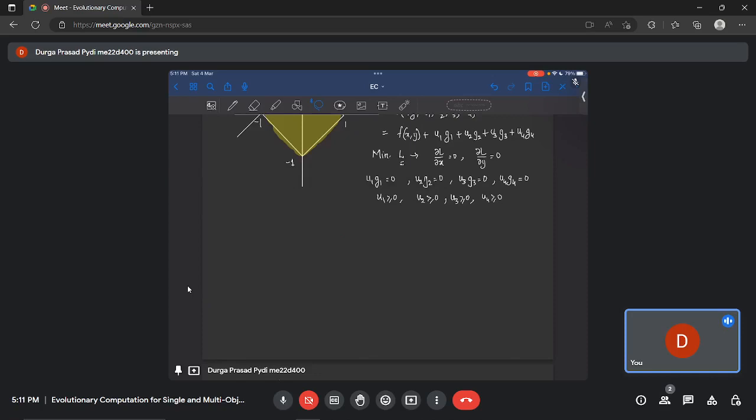All these constraints put together is what you call the KKT conditions. Let's write them one by one and solve one problem.